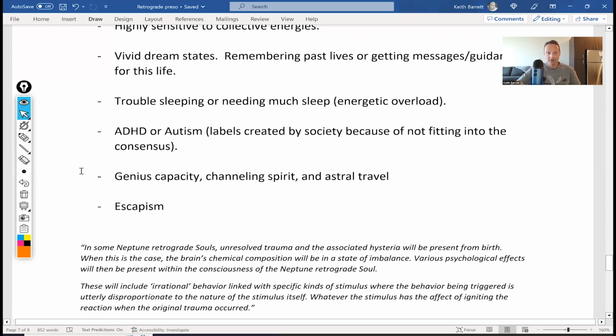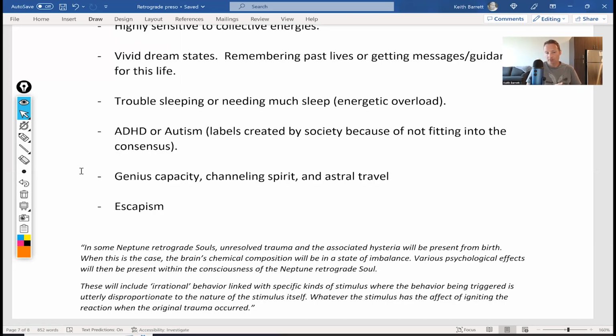The other thing is what you would label as genius capacity, channeling spirit, and astral travel, right? So if you're familiar with them, astral travel is, you can leave your body and go off, and your consciousness can experience other realities, right? So it's like detaching from this reality, and your consciousness goes off to have other experiences, to gain information, to understand different perspectives, maybe parallel existences where you're doing stuff in other locations too, right? And so that's astral travel.